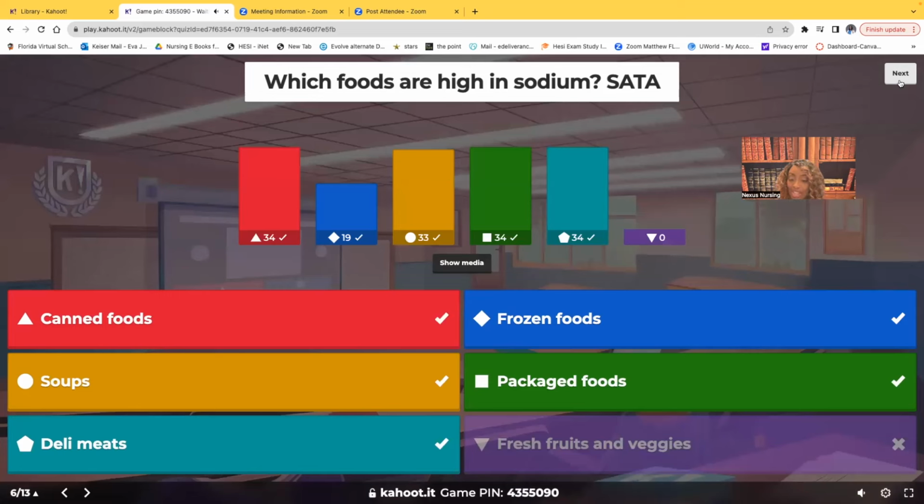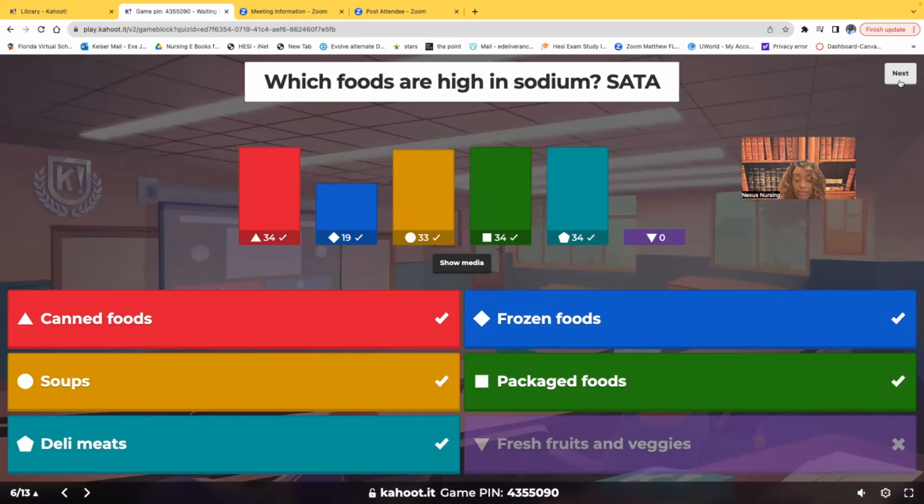Proud of you guys. Nobody chose fresh fruits and veggies. Very good. But only 19 of you chose frozen foods. Let me tell you something. If it's canned, it's frozen, it's any type of soup, it's packaged, it's wrapped in any type of plastic or... what's that thing called? I'm saying the wrong thing. If it's packaged, just know if it's packaged or any type of deli meat.